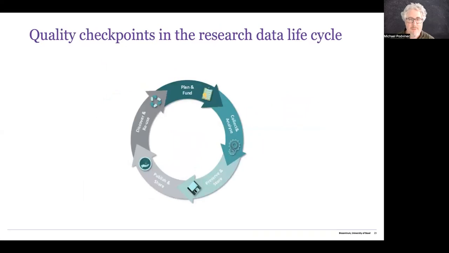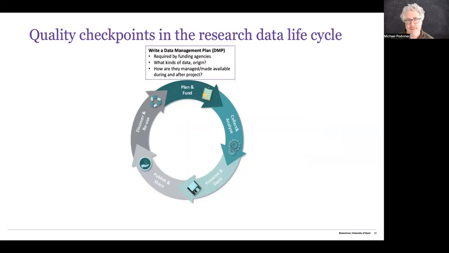So summing up, I think the research data lifecycle is a very useful tool to conceptualize what must happen with research data in order to get it into a state where it becomes easily reusable. And there are some important quality checkpoints there. The first one, obviously, is when you start out on a project, you need to think about the data management plan because it's required by funding agencies, but also because it is a good process to become aware of where some challenges in the management and annotation of your data may lie.